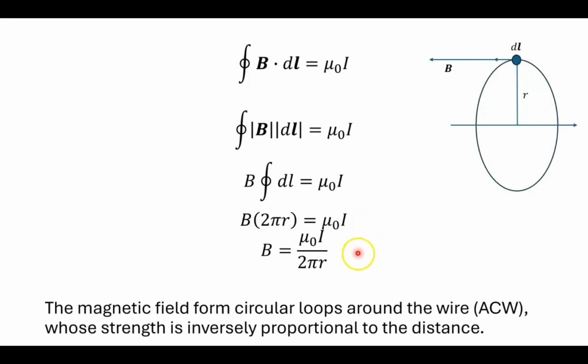And what we can observe from this formula is the magnetic field forms circular loops around the wire. And if you take the direction of the current to be out of the page, you will see it's anti-clockwise. And the strength of the magnetic field is inversely proportional to the distance. So if you increase the r, the magnetic field strength will decrease.